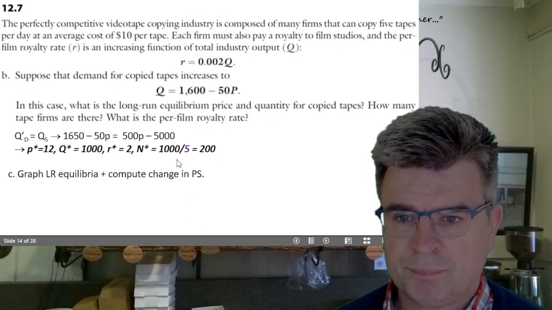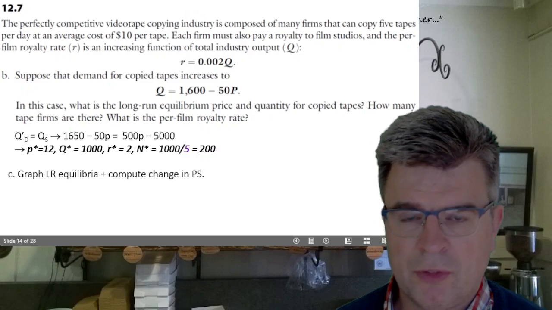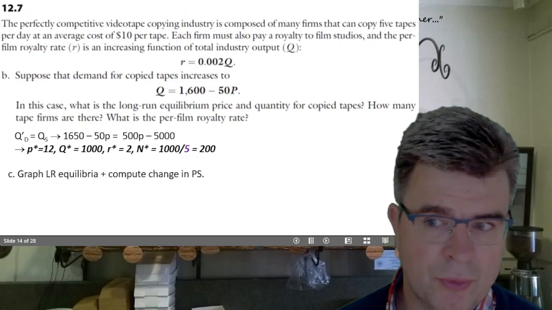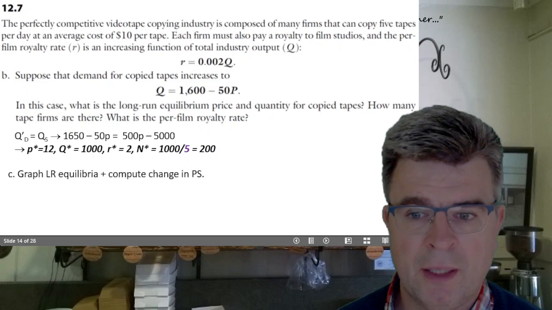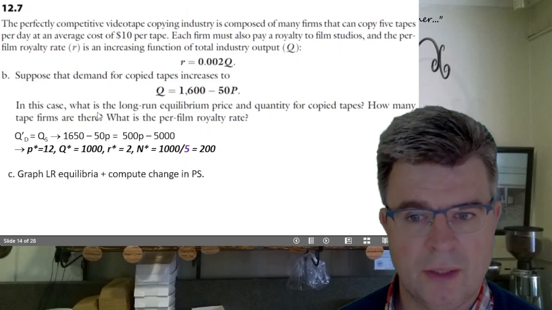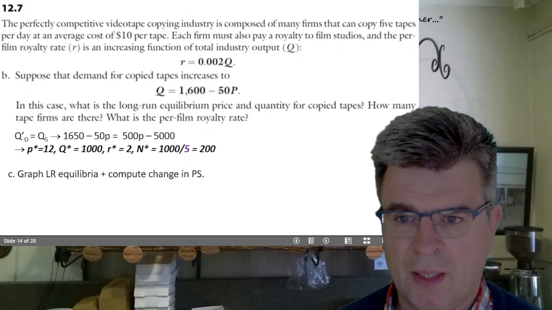And in question C, you then have to graph the long run equilibria, and you need to compute the change in producer surplus.